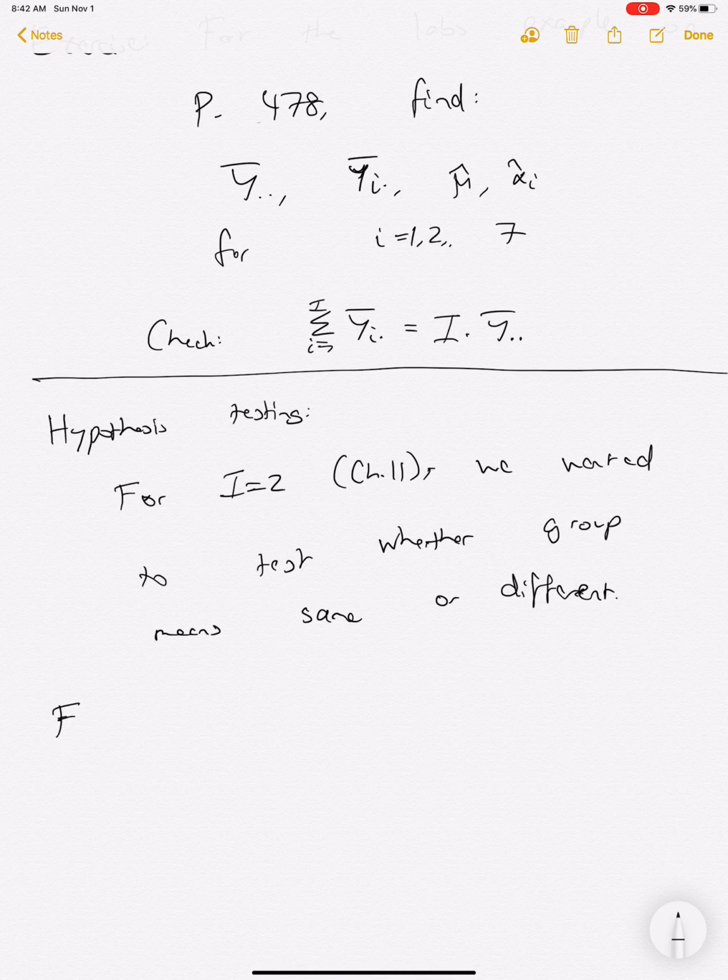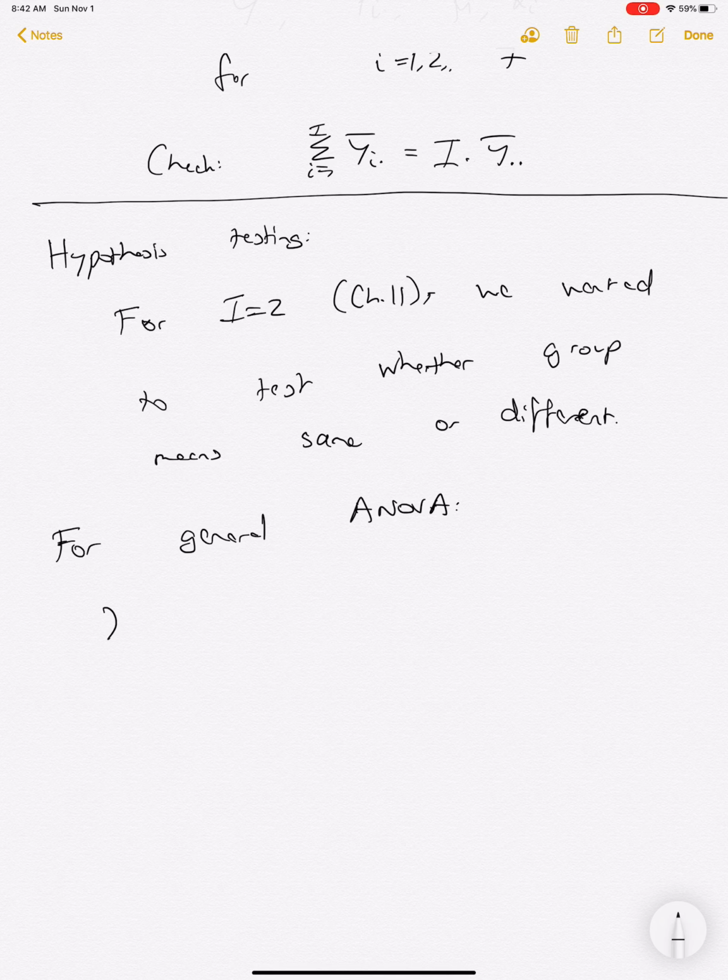So for general ANOVA, so this is for general I, we have that H naught here is that alpha 1 equals alpha 2 equals alpha I, and that should all be 0. So there's no group effect. Okay, so like for the labs, that would be saying that there's no significant difference across the 7 labs, and that's kind of what you, in some sense, ideally want.